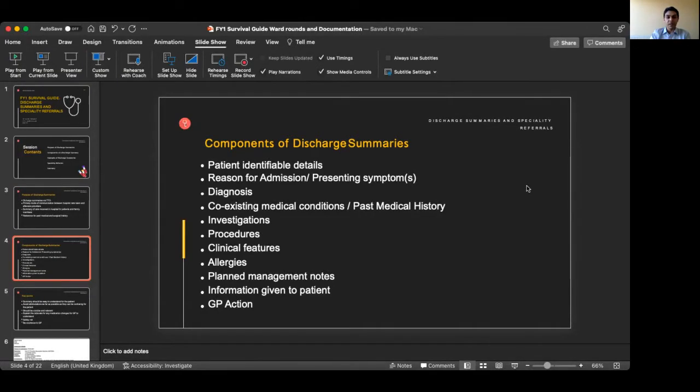So I appreciate this sounds quite big, like all the different components of a discharge summary, but I'll run through a few examples and you'll see it's not actually that hard. So once you have this software to write your discharge summary, it's mostly just getting used to it. And yeah, so we'll run through a few examples to give you guys an idea.